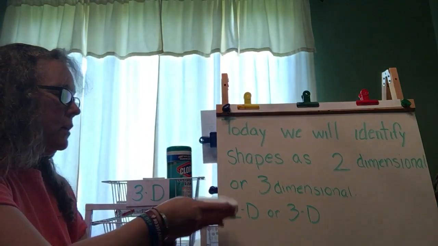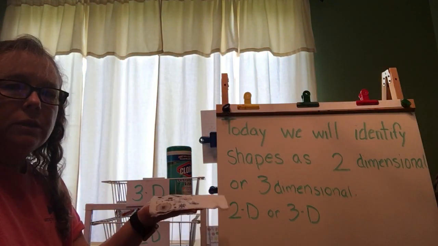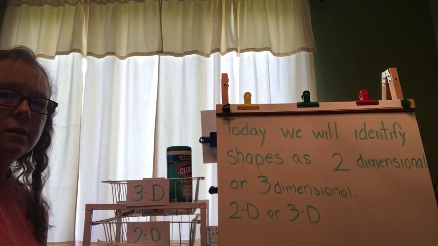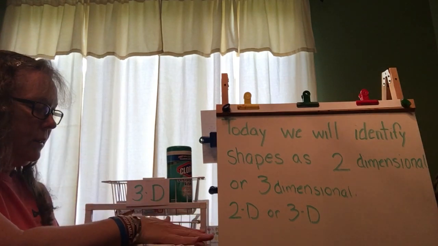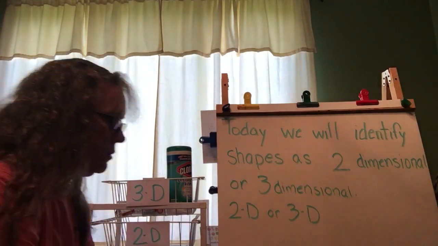Oh, got this off of our dining room table this morning. We all use these to wipe our hands on. Is it flat, 2D, or is it solid, 3D? Pretty flat. I can put it right between my hands. So I'm going to put that napkin down there in the 2D.